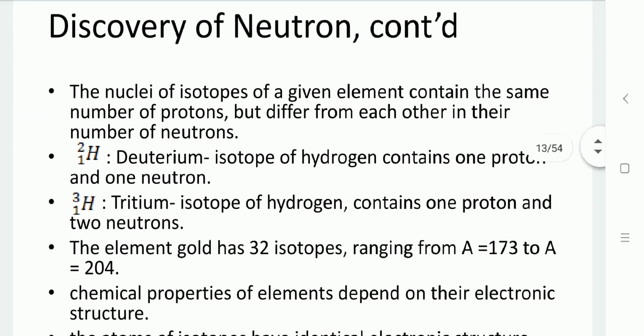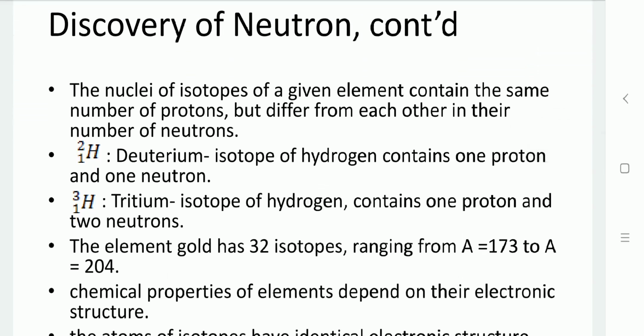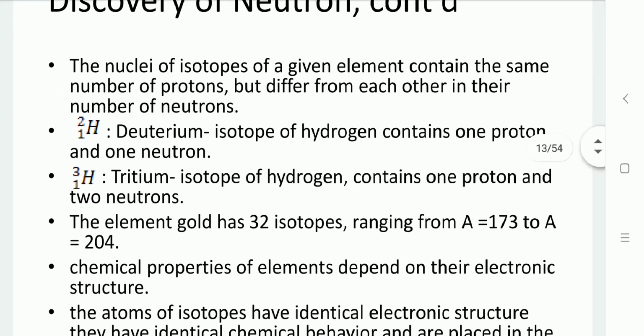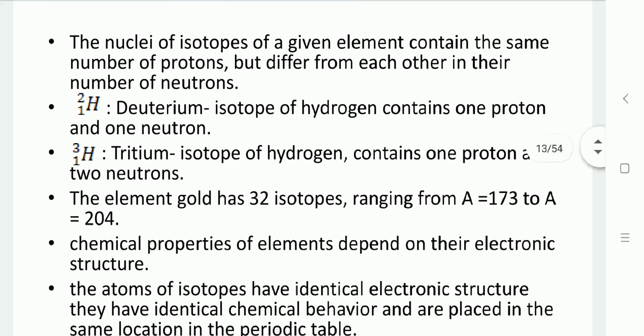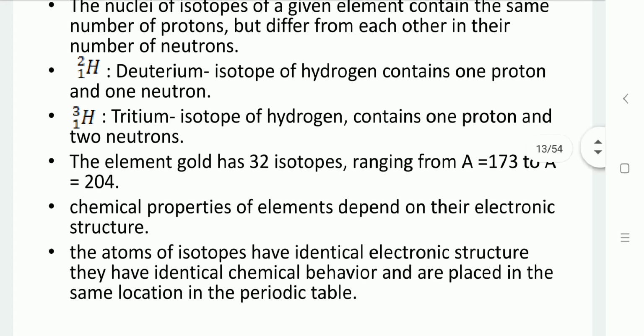The nuclei of isotopes of a given element contain the same number of protons, but they have different numbers of neutrons. For example, 2 1 H, that is deuterium, an isotope of hydrogen, has one proton and one neutron. But 3 1 H, that is tritium, which is also an isotope of hydrogen, contains one proton and two neutrons. Gold has 32 isotopes, with atomic masses ranging from 173 to 204.